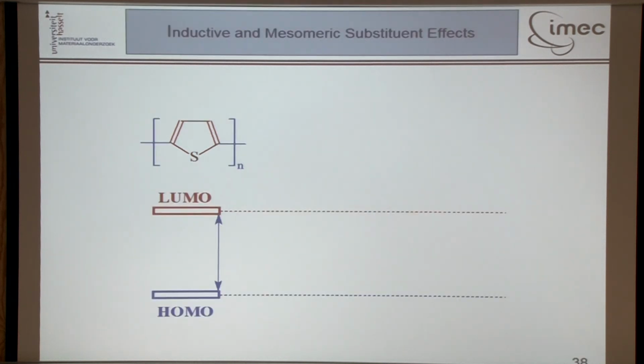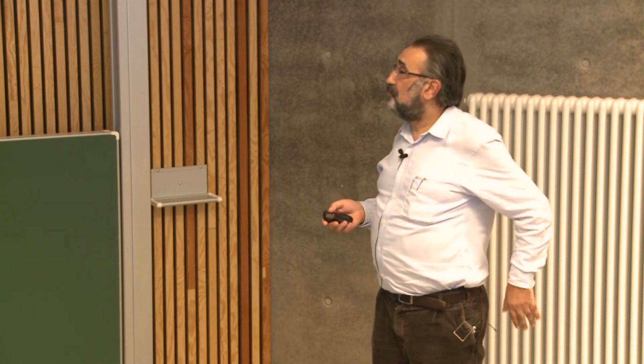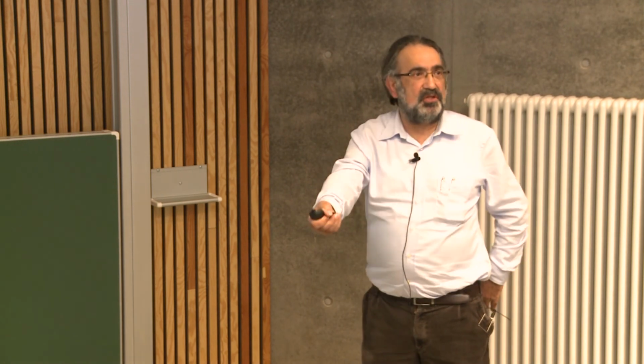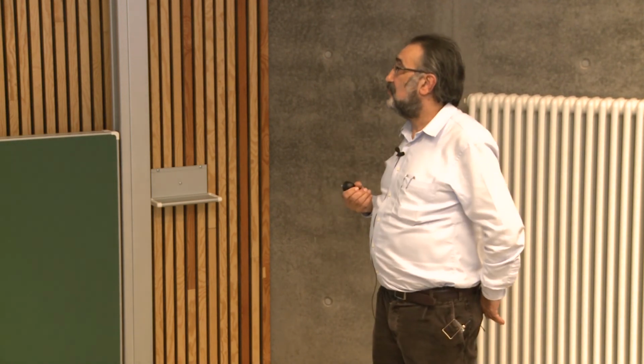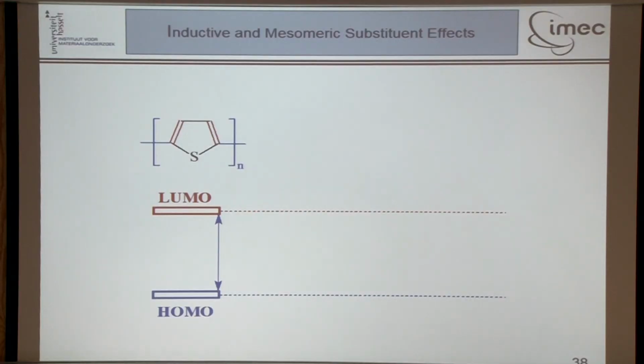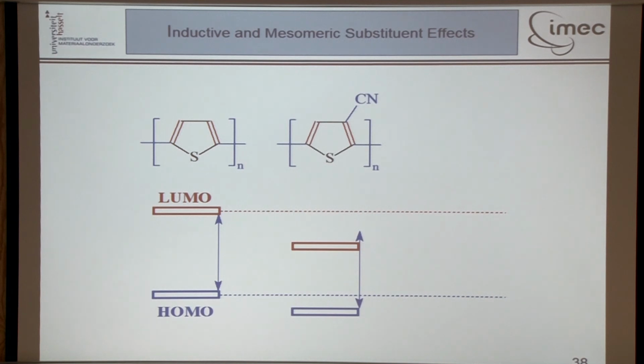Okay, substituent effect. So we have a basic pi system of the repeating unit. This can be tuned by putting on substituents. This can be electron donor substituents or electron attracting substituents. And the question is, what happens with the energy levels? Also, this is very well known and is observed in a very general way.